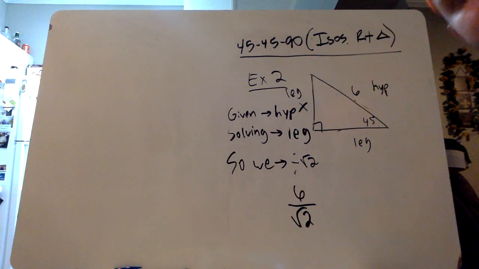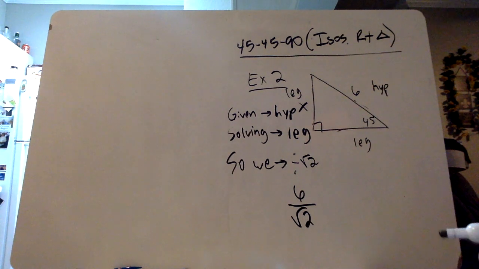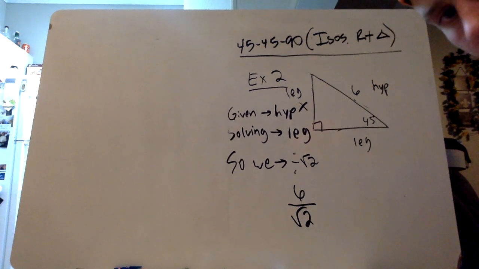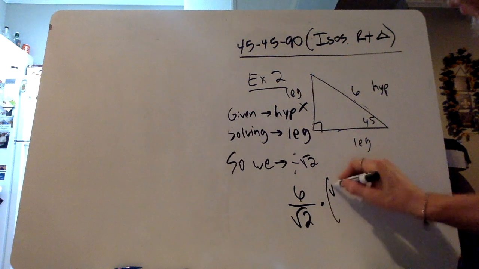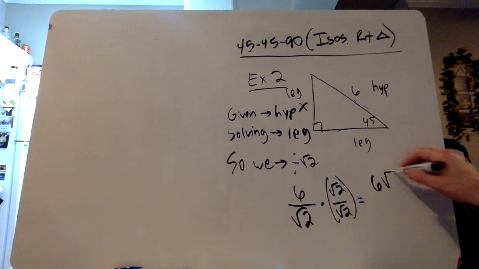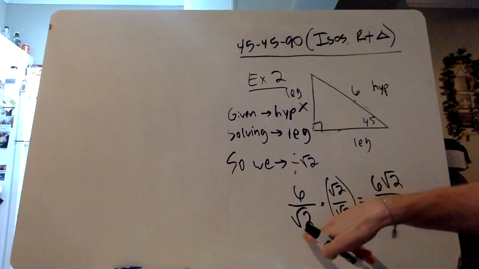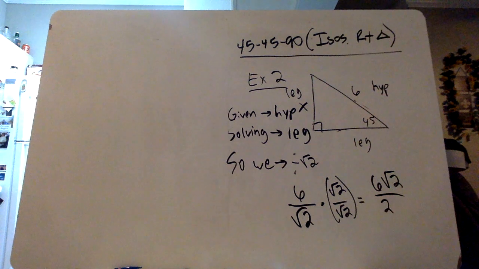And this is why I had you do that last lesson. You need to break this down. So 6 divided by square root of 2, no radicals on the bottom. That's a big no-no, right? So then we're going to multiply by square root of 2 over square root of 2, which is going to equal 6 square root of 2 over square root of 2 times square root of 2 is square root of 4. Square root of 4 is 2.